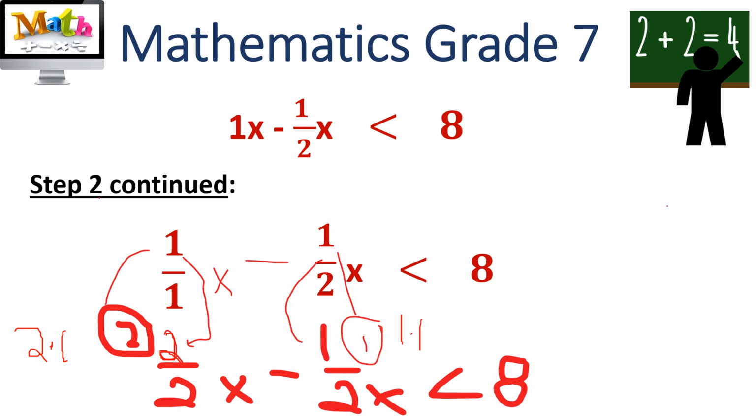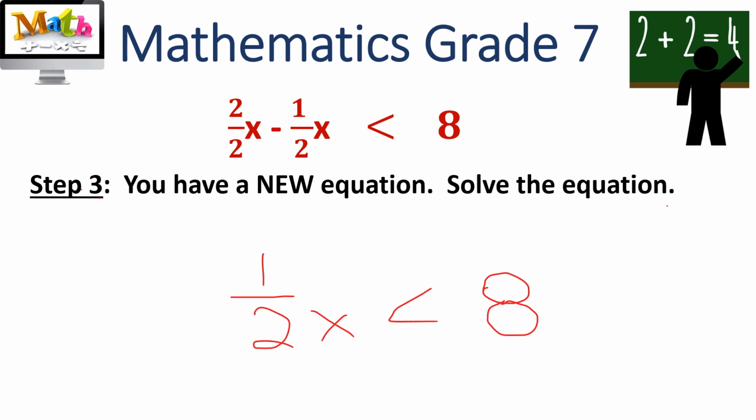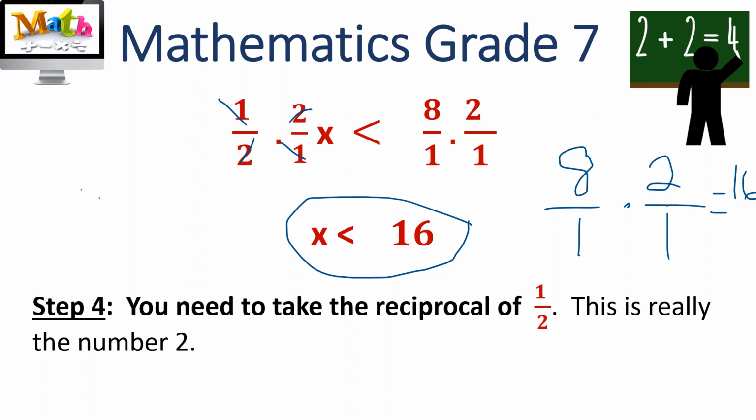So now you can move to the next part of the equation. You have a new equation now that you've subtracted 2 over 2 minus 1, because 2 minus 1 is 1. You keep your denominator here. It's a half. So it's a half of x is less than 8. You've got to get rid of the constant in front of the variable. The variable here is x.